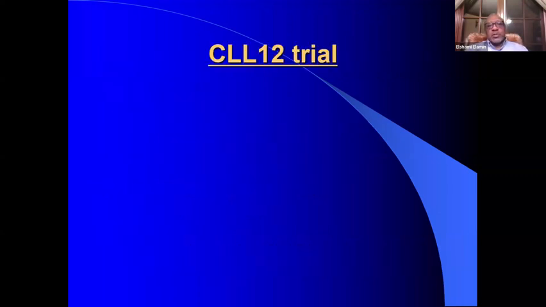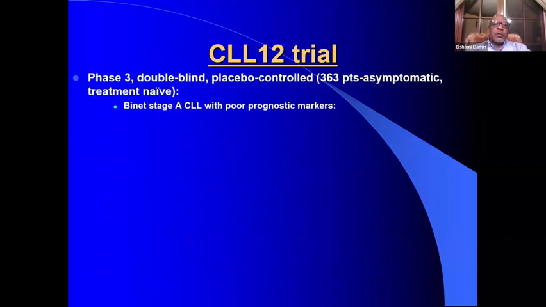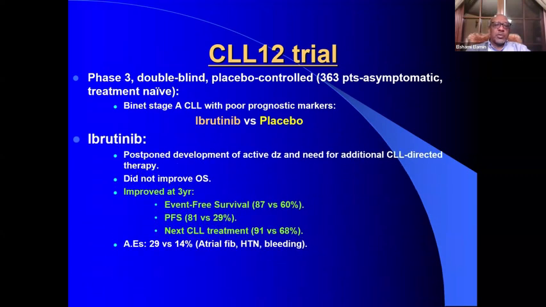So this is the CLL12 trial. It was a phase 3 double-blind placebo-controlled trial, more than 300 patients, asymptomatic, treatment naive. They are Binet stage A, so early stage with poor prognostic markers. So they gave them ibrutinib versus placebo. Okay, here are the results.